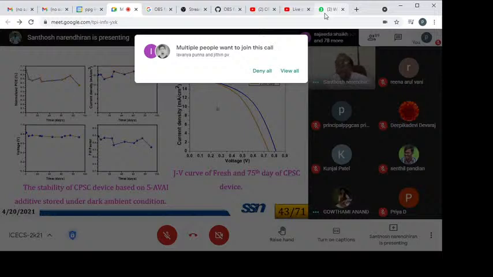So here, the freshly made perovskite solar cell, and the same cell after 75 days, the cell efficiency comes down like this. And for the cell efficiency coming down, it is not the current density, not the voltage, but the fill factor which is responsible. And so the researchers will have to look into the reason for this if it is to be improved further.